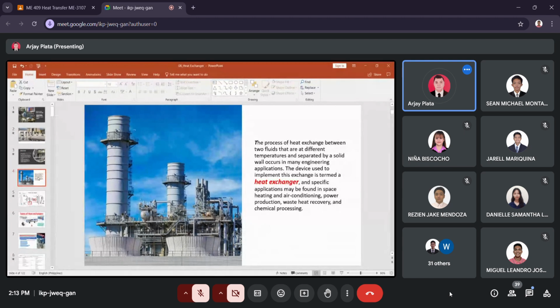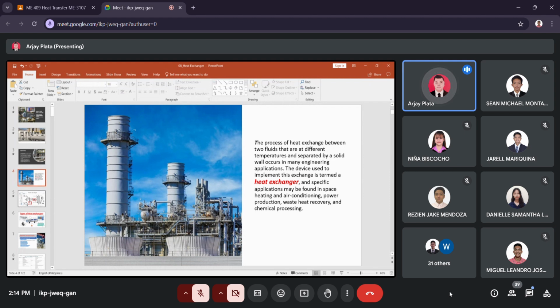The process of heat exchange between two fluids that are at different temperatures and separated by a solid wall occurs in many different engineering applications. The device used to implement this heat exchange is termed the heat exchanger. Specific applications may be found in space heating and air conditioning, power production, waste heat recovery, and chemical processing. So those are the applications of heat exchangers.